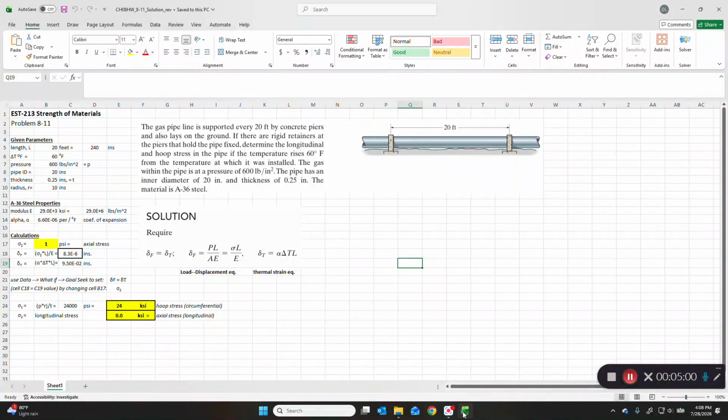And we're going to close our... That's it. Okay, now, this problem, read carefully, a gas pipe.